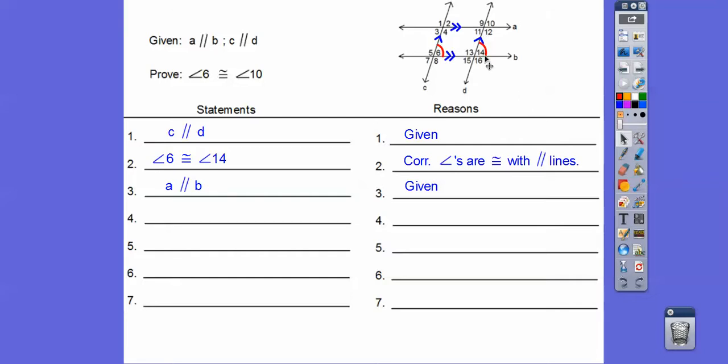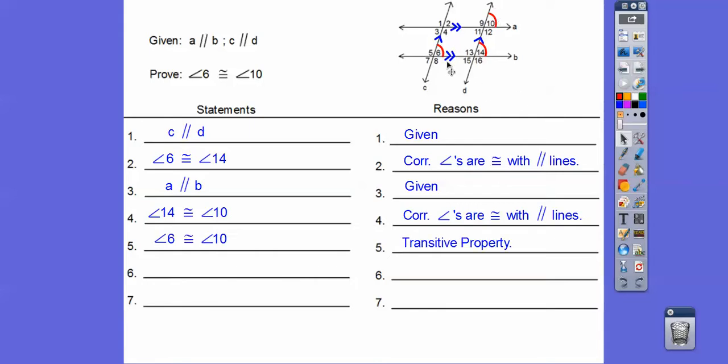Okay, and then the next given goes down, so the top and bottom are parallel, and then I'm going to say that 14 and 10, and notice now 10's in the picture. We got 6 in the picture, now 10's in the picture because corresponding angles are congruent. And then if 6 equals 14 and 14 equals 10 right there, then 6 must equal 10 by the transitive property.